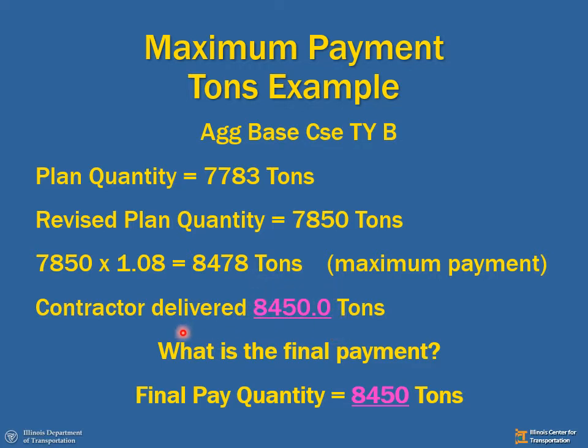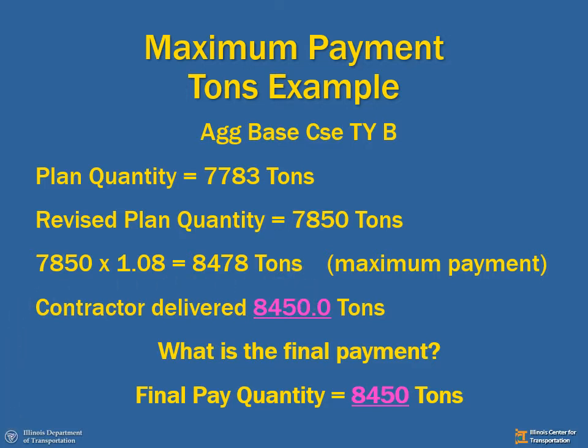I cannot pay more than the maximum, but I don't want to pay them for more than they actually brought me. So once again, in evaluating max pay, we're going to use our most accurate planned quantity or theoretical quantity. We're going to find the maximum payment amount in our table or in our spec article. We're going to compute max payment, and we're going to assess that against the amount that the contractor delivered, and we will always pay the smaller number between max pay and what they delivered.